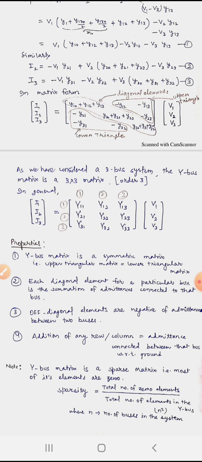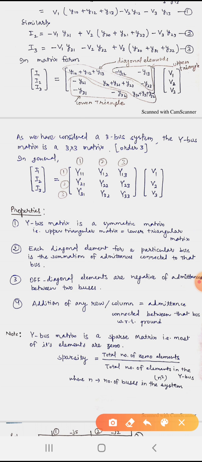And what is the fourth property? The addition of any row or column is equal to the admittance connected between that bus with respect to ground. So you can observe that if you add this particular column here, you are left with Y10. So Y10 is the admittance of that bus with respect to ground.